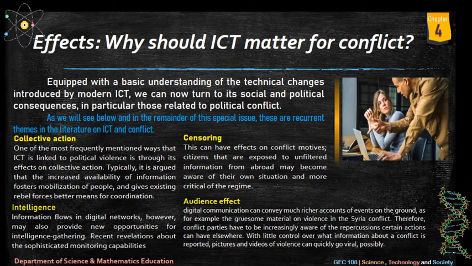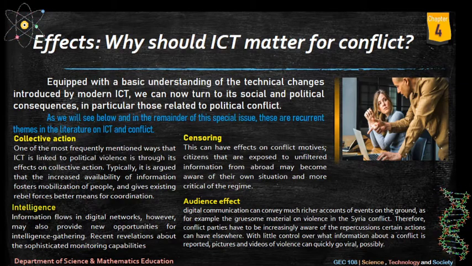One of the most frequently mentioned ways that ICT is linked to political violence is through its effects on collective action. Typically, it is argued that the increased availability of information fosters mobilization of people, and gives existing rebel forces better means for coordination. Censoring this can have effects on conflict motives. Citizens that are exposed to unfiltered information from abroad may become aware of their own situation and more critical of the regime. Intelligence. Information flows in digital networks, however, may also provide new opportunities for intelligence gathering. Recent revelations about the sophisticated monitoring capabilities.